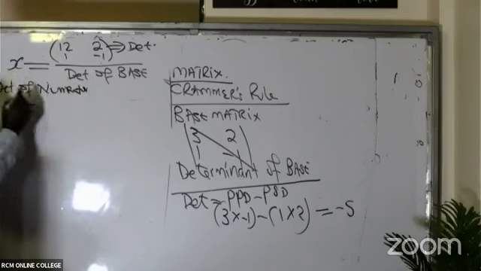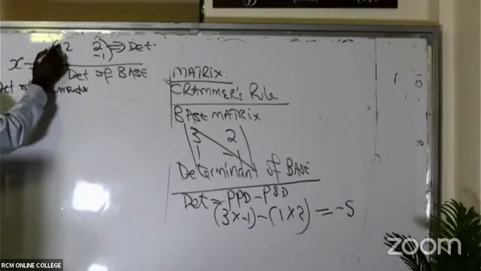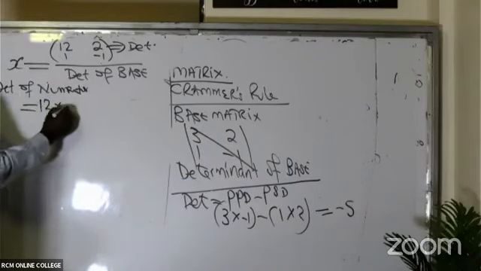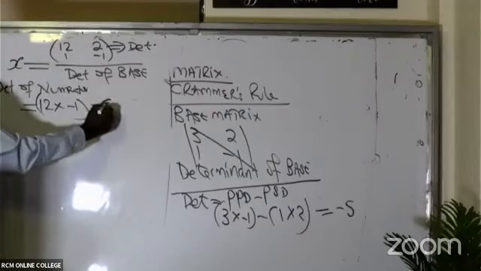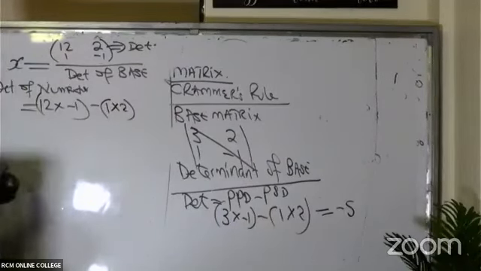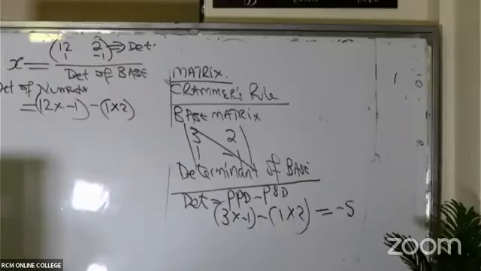We know the formula. It is the product of the primary diagonal, so it is 12 times minus 1, minus the product of the secondary. The secondary will be 1 times what here? 1 times 2. So, the determinant of the numerator.